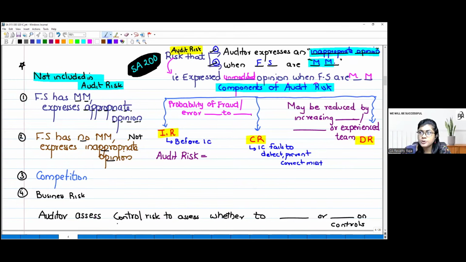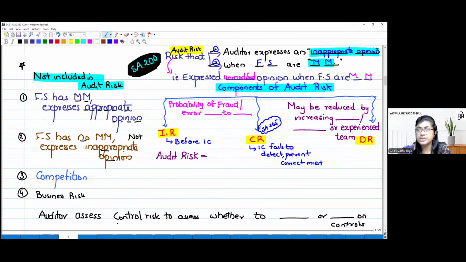Any SA came to your mind when you heard about this? If internal control fails, internal control deficiency. SA 265. Very good. You should communicate the deficiencies with the management and TCWG. That was just a link.